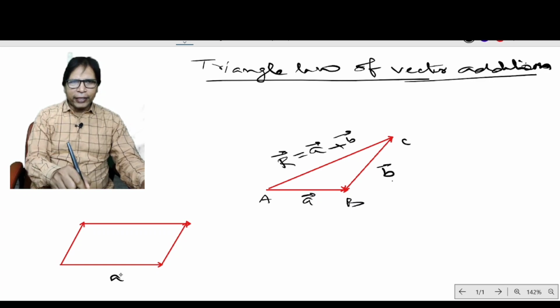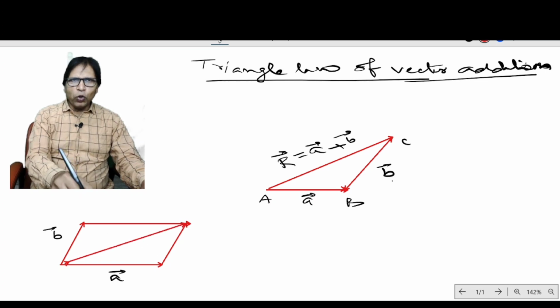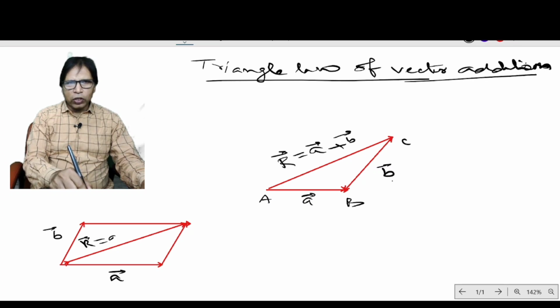Look at this. This is the A vector. This is the B vector. So the diagonal passing through the point of intersection of the two sides represents their addition. The diagonal R vector is equal to the A vector plus B vector.